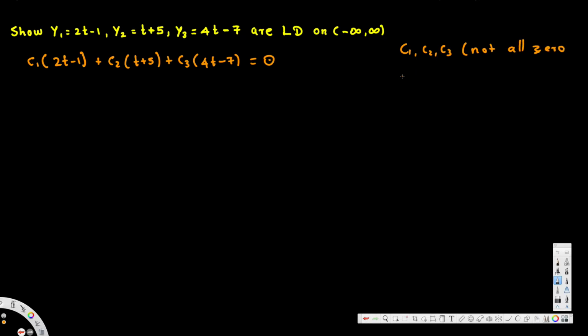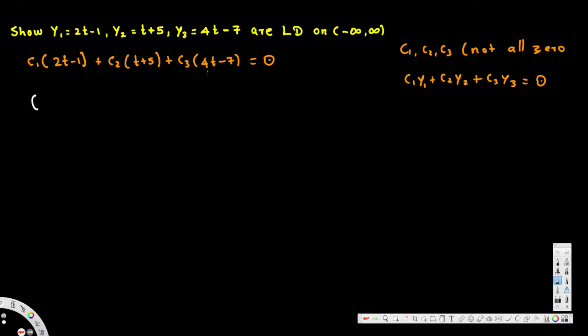And then let's create a general condition: c1y1 plus c2y2 plus c3y3 should be equal to 0 in order to be linearly dependent. Okay, now let's go ahead and create some equations. Here what I'm going to do is compare the coefficients. So first, if you look at this one, c1 2t, so let's write that here.